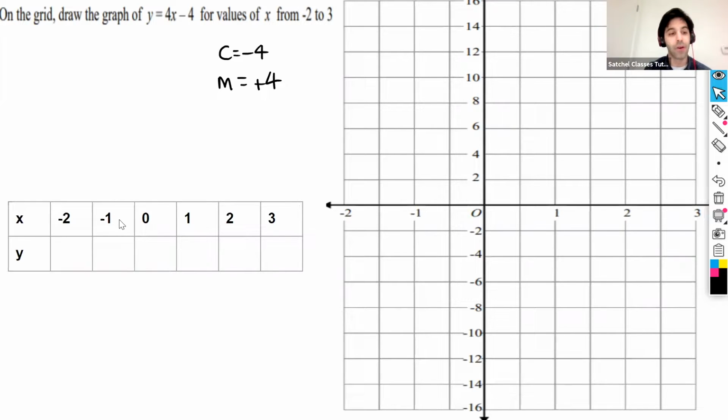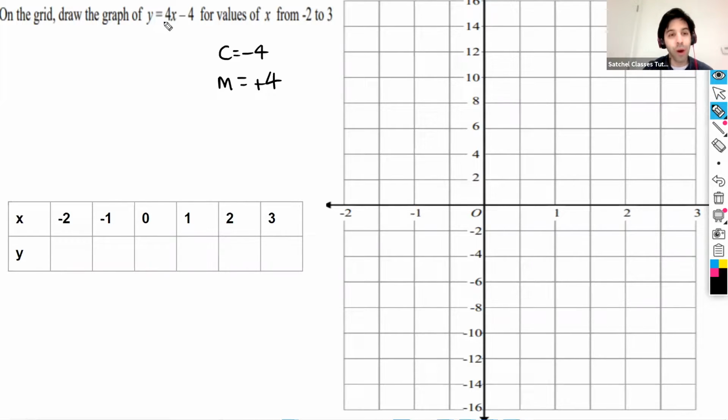What is the value of y when x is -1, and so on? This way we will get a set of coordinates that we will plot, and then we draw a line through those coordinates. So we need to be very good at substituting here. We need to be very, very good at substituting.